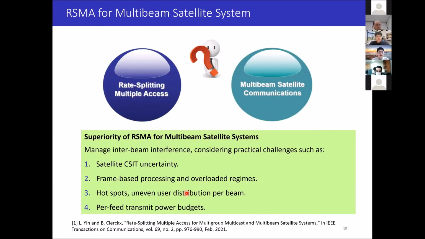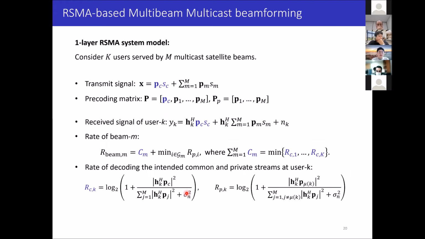Right, so now that we understand that, how can we use this in satellites? In satellites, we have multiple challenges to consider. First, CSIT uncertainty. Second, frame-based processing, and the fact that we can have overloaded regimes. So we may need to serve more users than the number of antennas or beams that we have at the satellite. We can have very uneven user distributions or hotspots. So you can have beams that are very crowded and beams that are almost empty. And you have a power budget with a per-feed transmit power constraint.